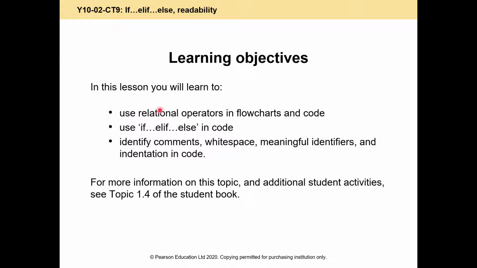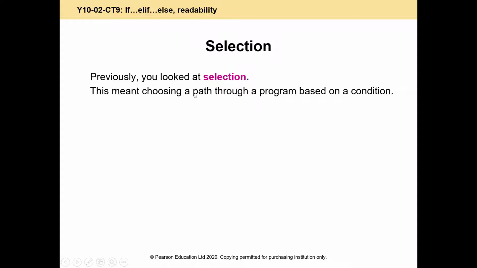We want to have a quick recap on relational operators in both flowcharts and code. We need to build on if and else to add in those elif statements so that we can do selection, so that our code can make choices. And then we want to use a range of approaches to make sure that our code is easier to read.